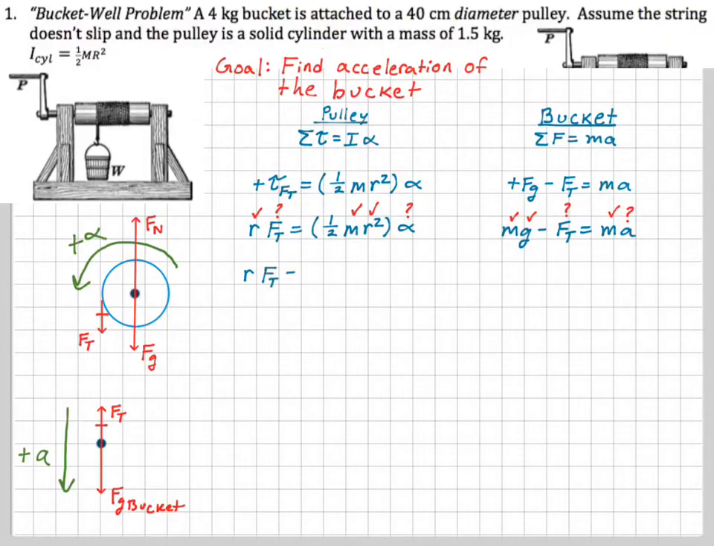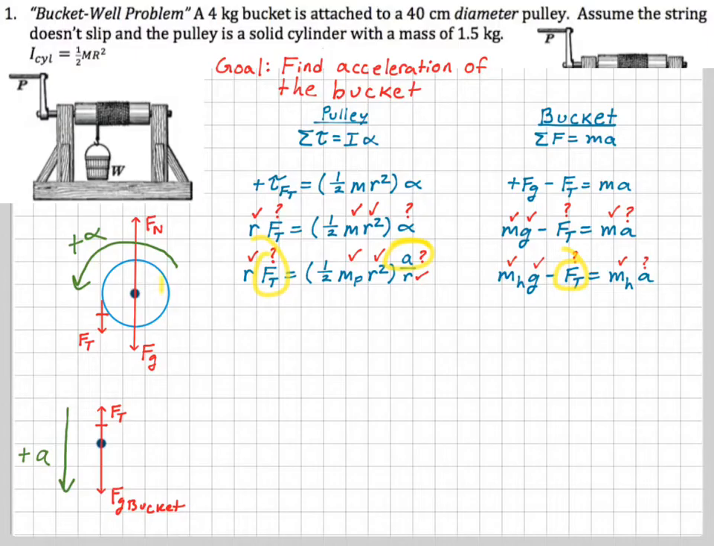If we do that, then in this net torque equation, we now see that alpha is a over r, and we now see that we only have two unknowns. Again, force tension counts as one, and acceleration on the outside edge of the pulley at this radius, which is the radius of the pulley, is the same as the translational acceleration of the bucket downwards.